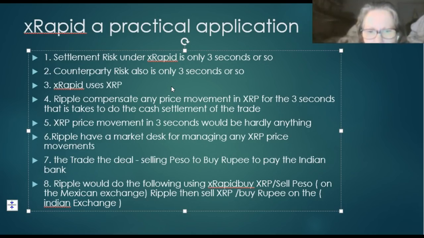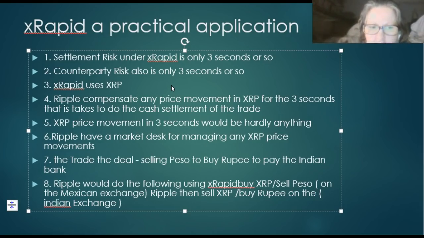Right. Ripple has a market desk, a trading type desk where they manage any of the XRP price movements, and they have a netting off process that they manage. For example, if they buy XRP on one exchange and they sell it on another crypto exchange, they have a netting off process and they manage those positions.